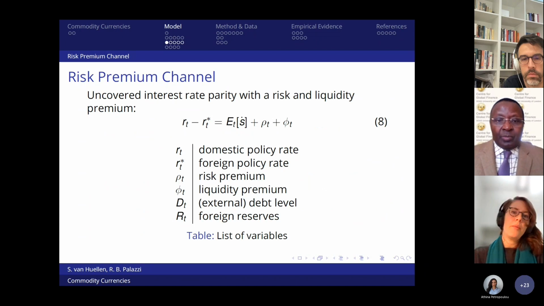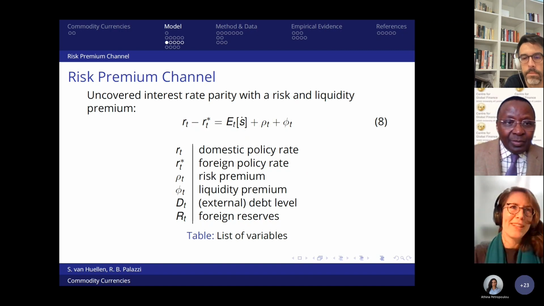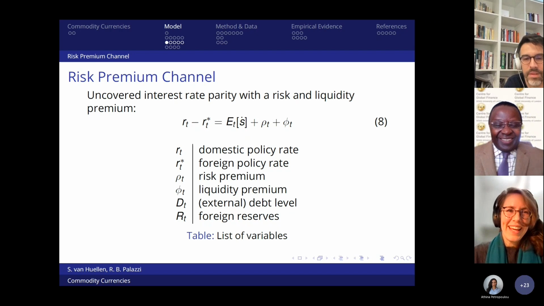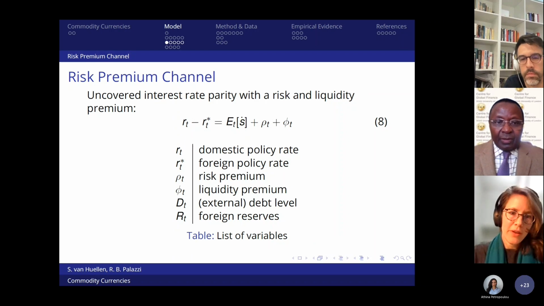Okay, moving on to the slightly more interesting channel, the risk premium channel. The risk premium channel is a new addition to that very traditional terms of trade model. In itself, of course, the uncovered interest parity is not a new equation.